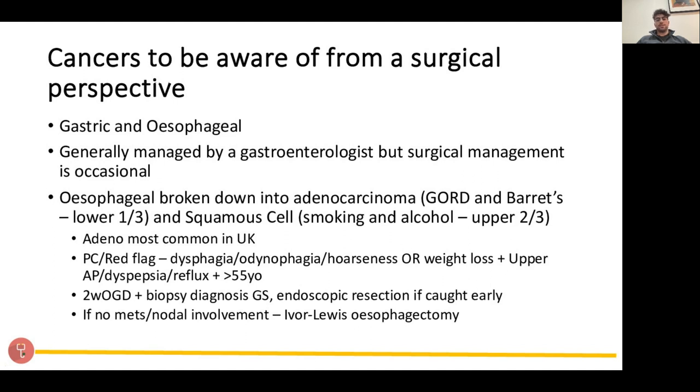Your presenting complaints are generally dysphagia, which is difficulty swallowing, odynophagia, which is pain on swallowing, and hoarseness, which is often missed. Occasionally a patient will come in saying my voice has changed, and that's something to be worried about. For the 2-week wait criteria, they present with weight loss and one of either reflux, dyspepsia, or upper abdominal pain, and they have to be over 55 years old. So they come in with either a very significant symptom or a combination of age, weight loss, and a more minor symptom for them to meet the criteria.